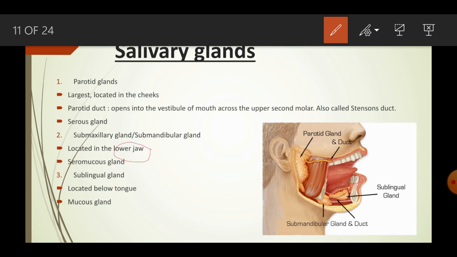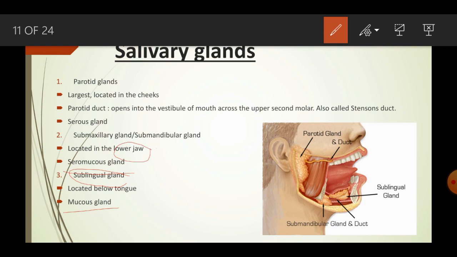It's a seromucous gland. Seromucous means the saliva secreted by the submaxillary gland is both watery and also contains mucus. The last gland is the sublingual gland, which is located below the tongue, as the name suggests. It's a mucous gland. Thus, the saliva secreted by the sublingual gland is thick and mucoid.